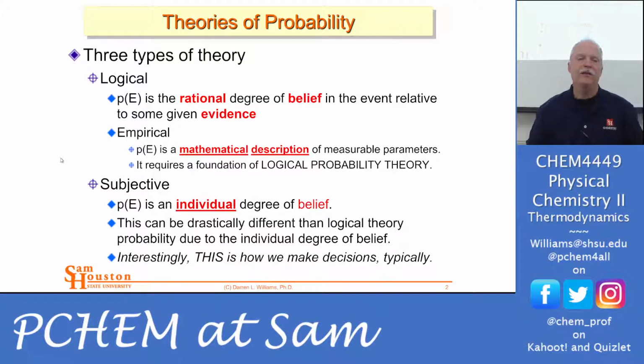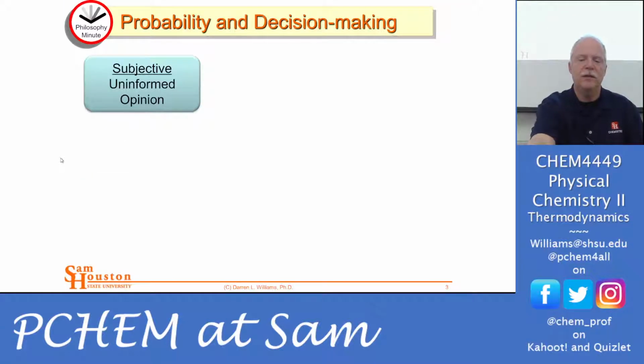Okay. Now there can be a dramatic difference between the logical theory of probability and this subjective one, because this subjective idea is how we make decisions. So let's look at how we make decisions. The animations may be a little out of order because of Top Hat. When Top Hat converts the PowerPoints over, they don't necessarily come out in the correct order.